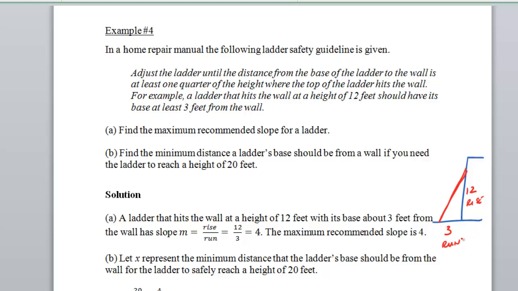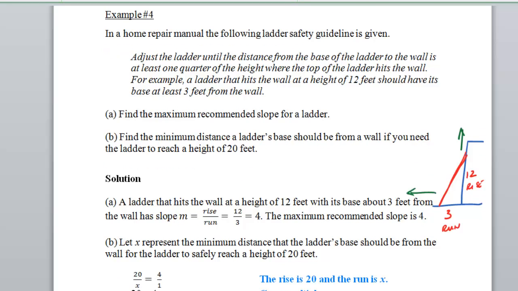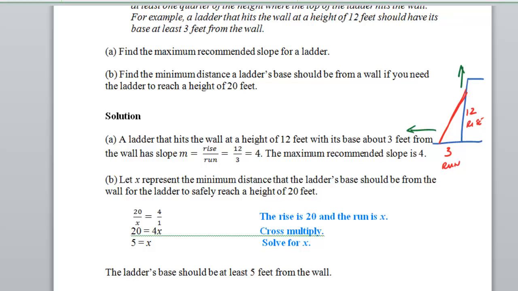So that's just a visual idea of what slope looks like. Now it says find the minimum distance a ladder's base should be from the wall if you need the ladder to reach a height of 20 feet. And so now if we're going to go up the wall a little bit higher, that means we need to come out away from the wall a certain amount as well to keep that 12:3 ratio, if you will. And instead of really using 12:3, what we can do is we can use 4 over 1.